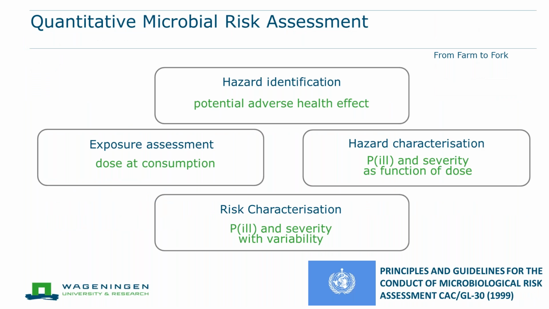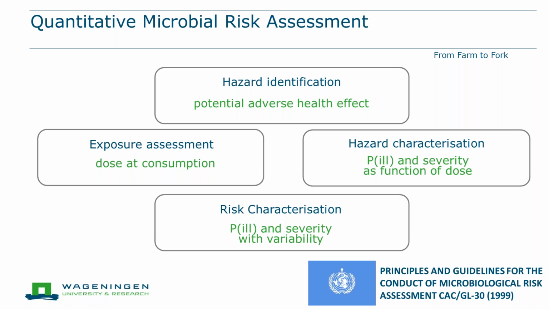So first, an introduction to quantitative microbial risk assessment. According to the Codex Alimentarius, QMRA consists of 4 steps. In the first step, the hazard identification, the question is answered which pathogens are associated with the product and which can cause a potential adverse health effect. And then the second step, the exposure assessment, quantifies the kinetics of the pathogen along the food production chain in order to quantify the dose at consumption.